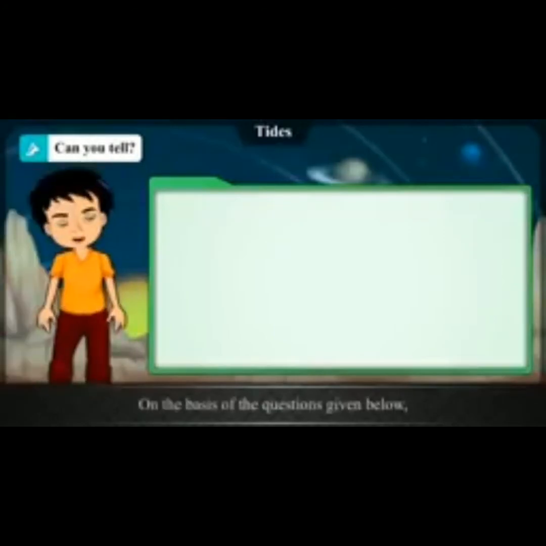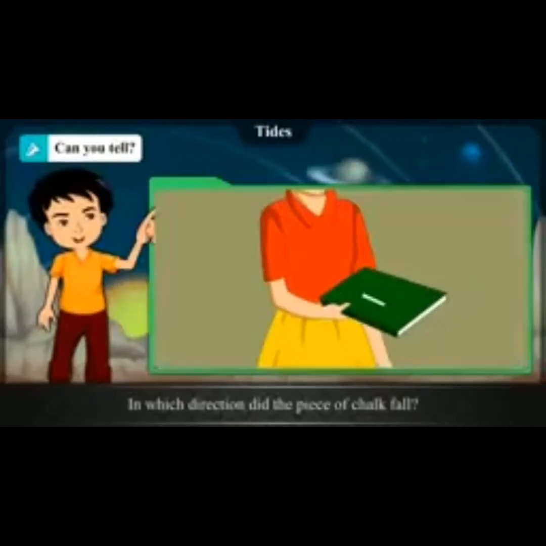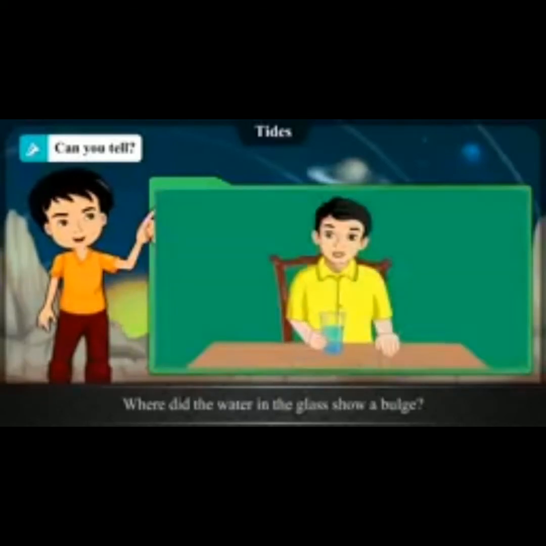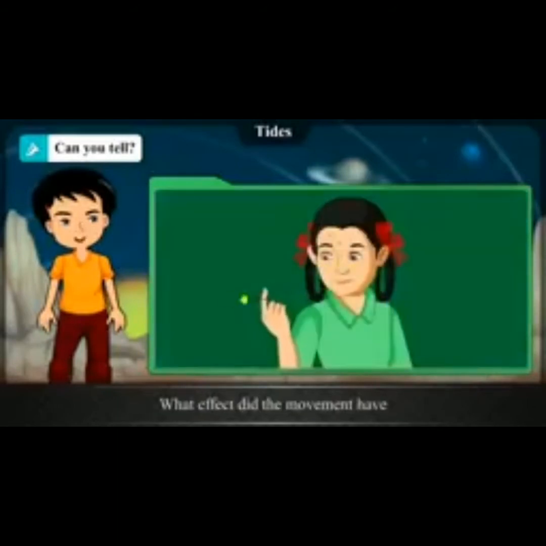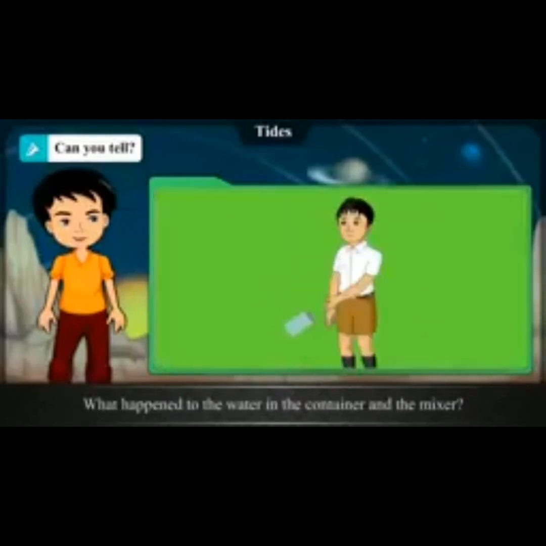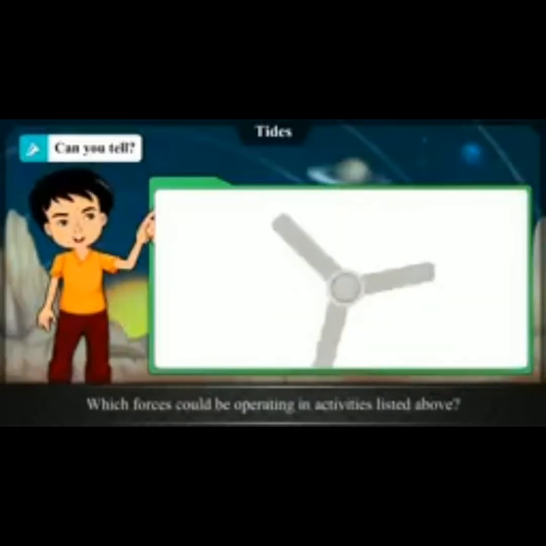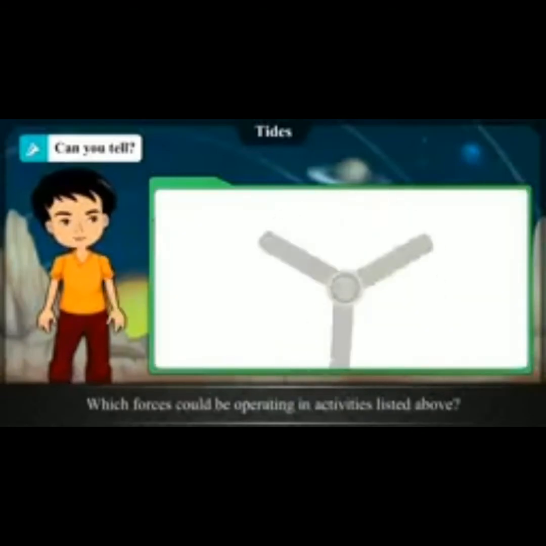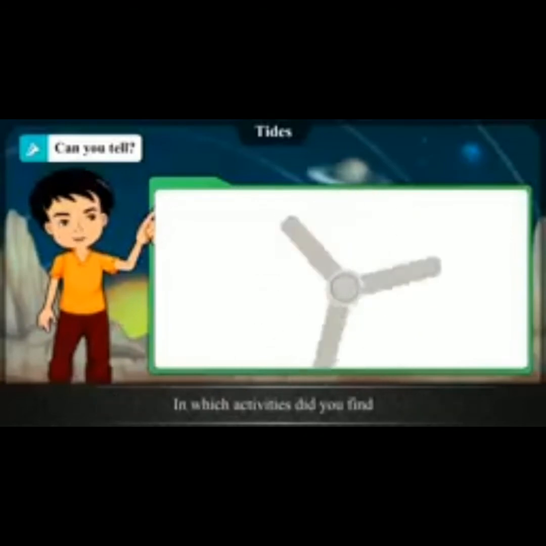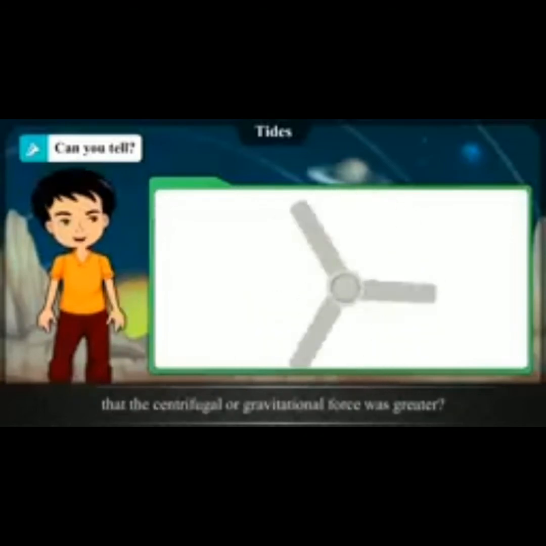Can you tell? On the basis of the questions given below, discuss the results of the activities listed above. In which direction did the piece of chalk fall? Where did the water in the glass show a bulge? What effects did the movement have on the rings attached to the keyring? What happened to the water in the container and the mixer? Which forces could be operating in activities listed above? In which activities did you find that the centrifugal or gravitational force was greater?